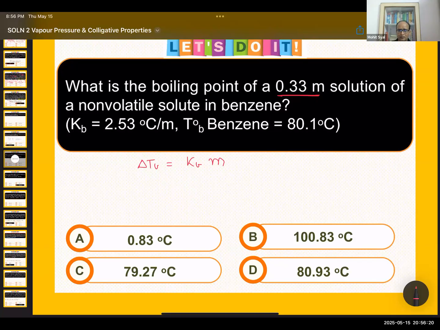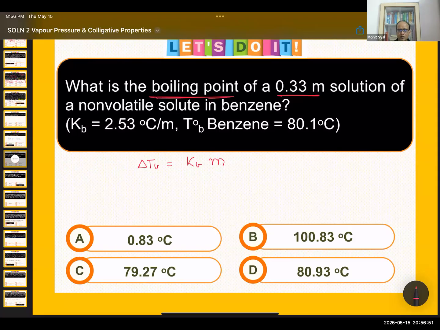Yeah, Aisha. Very good. Ibrahim, what about you, Jaslin? Marwa, tell me what answer you are getting. Yeah, very correct. Do remember what they are asking. Are they asking the elevation or the boiling point?